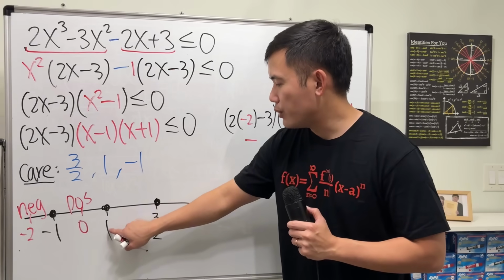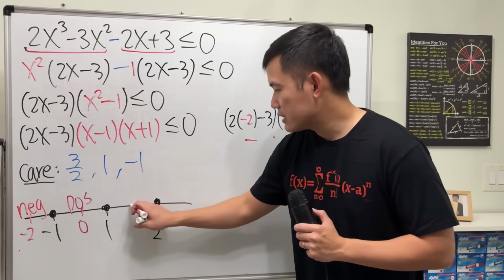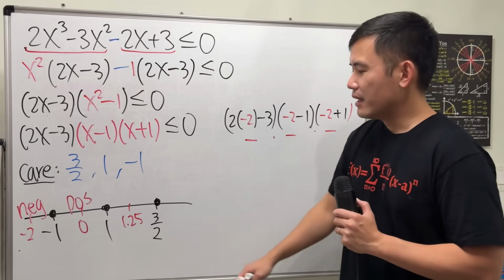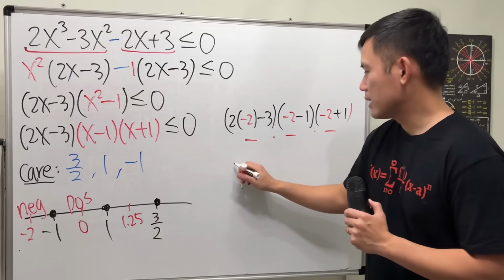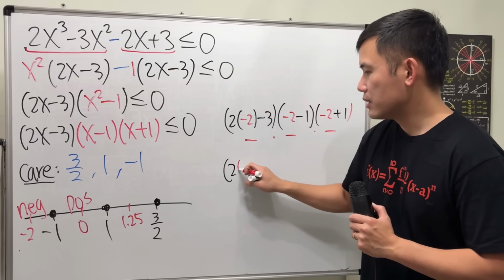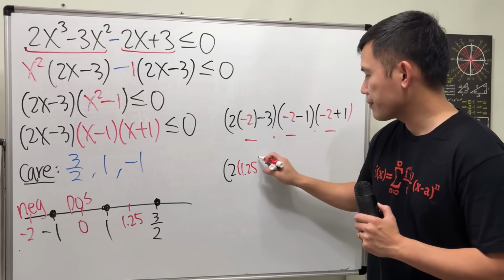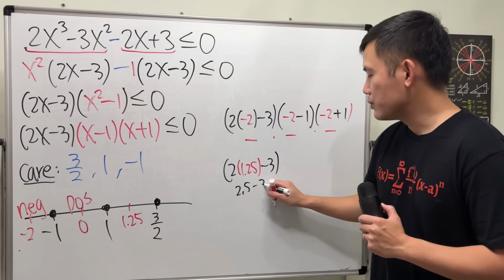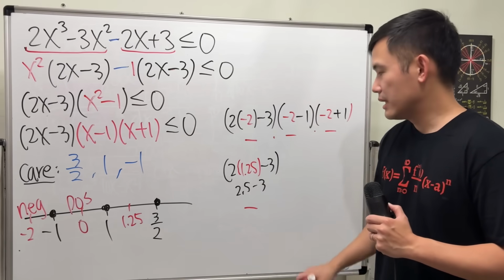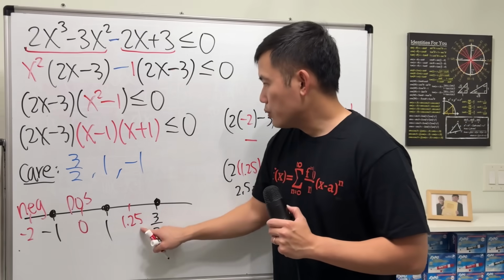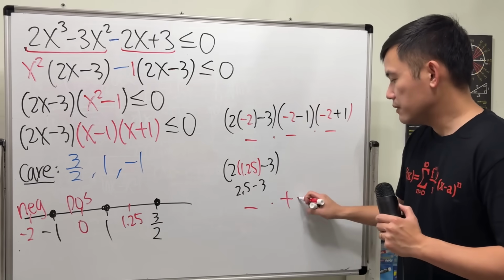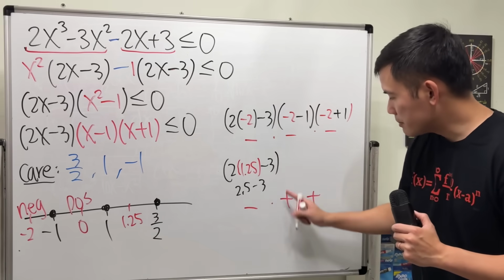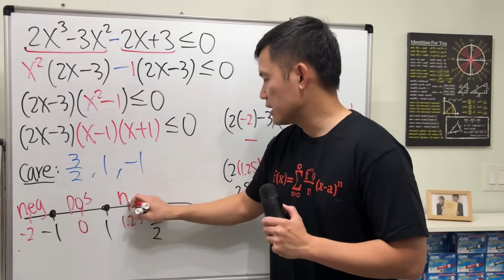Continue, pick a number between 1 and 1.5. Let's pick 1.25 or 1.2, doesn't matter. This right here might be a little bit trickier though, so let's write it down. 2 times 1.25 and then minus 3. This right here is 2.5 minus 3. Oh, that's going to be negative. Plugging 1.25 into here, that will give us positive. 1.25 into here, that will give us positive. Negative times positive will give us negative.